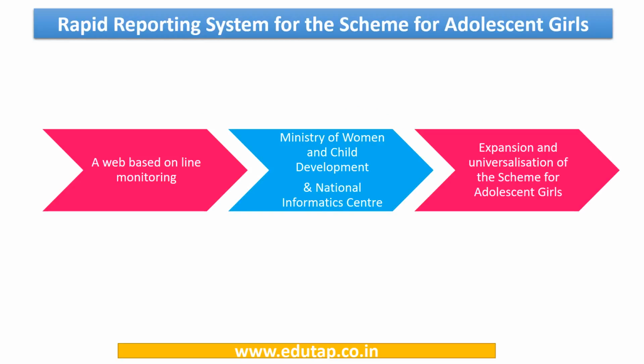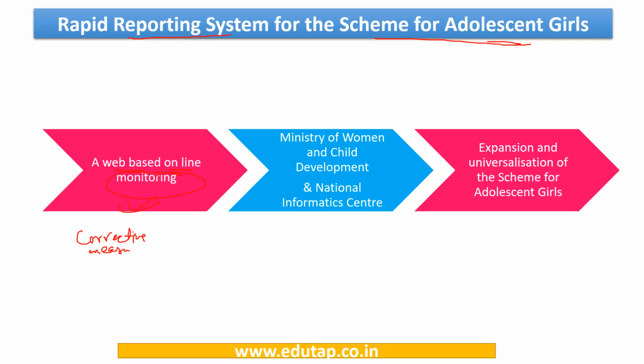Coming to the first topic, that is the rapid reporting system for the scheme for adolescent girls. This reporting system is basically a web-based online monitoring system to monitor the implementation of the scheme for adolescent girls. This system will facilitate the monitoring as well as taking corrective measures for the implementation of the scheme, and it will ensure a faster flow of information, accurate targeting of beneficiaries, as well as a reduction in leakages as far as the implementation of the scheme is concerned.